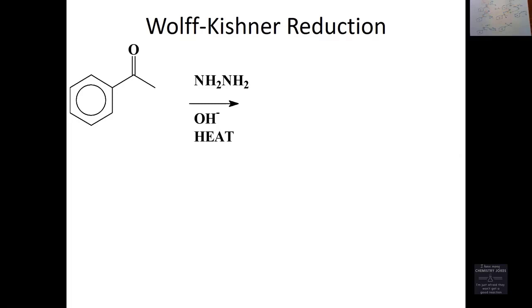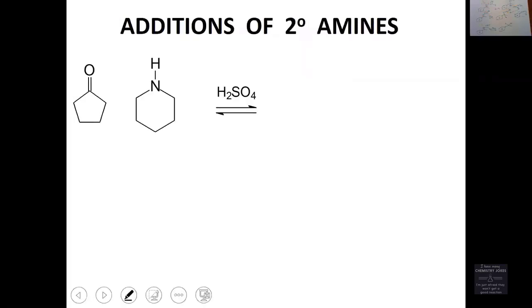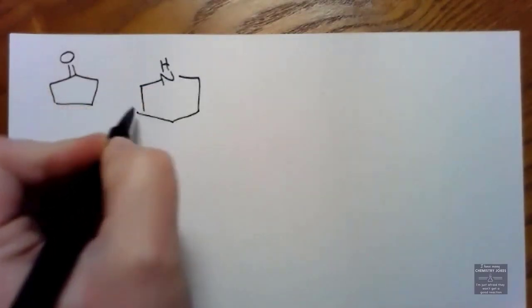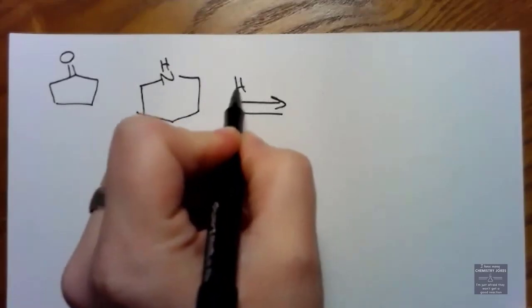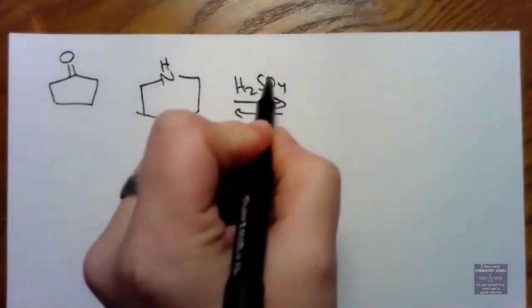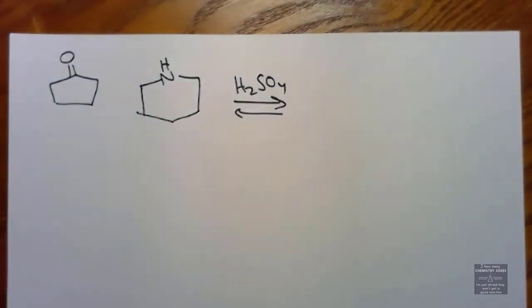Wolff-Kishner has a primary amine. What if I started with a secondary amine? We're going to do this one too. Primary amines react with aldehydes and ketones to make imines. Secondary amines can also react with aldehydes and ketones in a very similar mechanism, but there's a little bit of difference at the end. But the beginning is all the same.